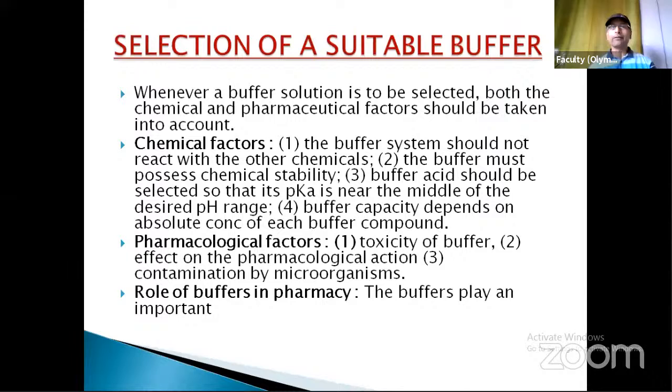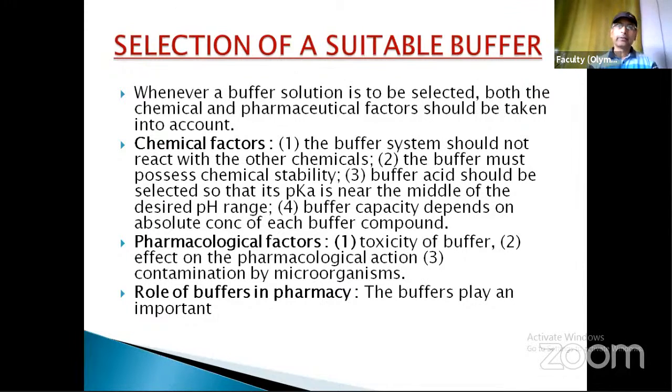And what are the pharmacological factors you have to keep in mind while selecting a particular buffer system for your preparation? The pharmacological factors you have to keep in mind are, first, buffer toxicity. The buffer should not be toxic. And second, the effect on the pharmacological action. A particular pharmacological action you want, for that purpose you are adding some chemicals which will give you the pharmacological activity. The buffer you are giving only to maintain the pH, but the buffer should not interfere with the pharmacological action of your chemicals, of your pharmaceuticals. So you have to see the effect of the buffer on the pharmacological action.